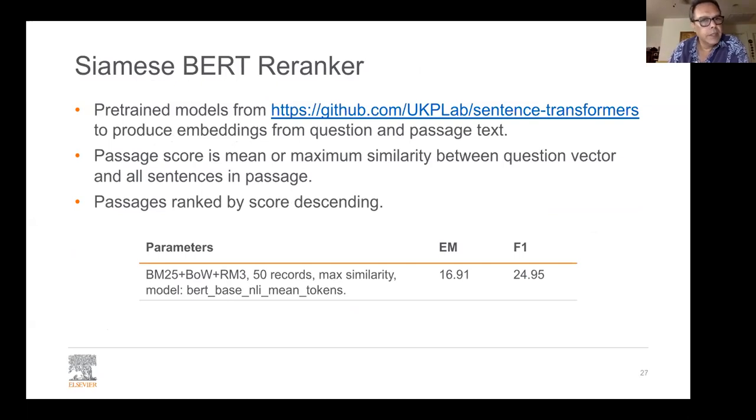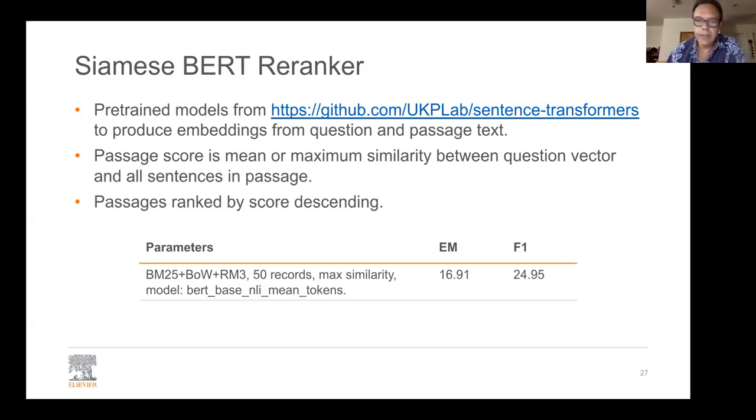And then finally, we used the Siamese BERT re-ranker. We didn't train the model ourselves. This is the pre-trained model that we got from the UKP lab. It's similar to our second approach, the sentence pair classification. The final passage score is either the mean or the maximum similarity between the question and all sentences in the passage, and the passage is ranked by score. We got good results with the maximum similarity.